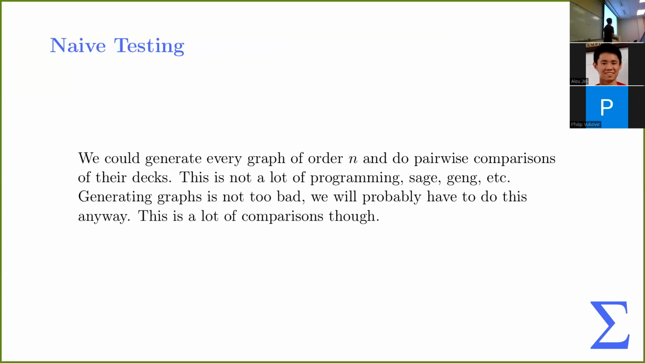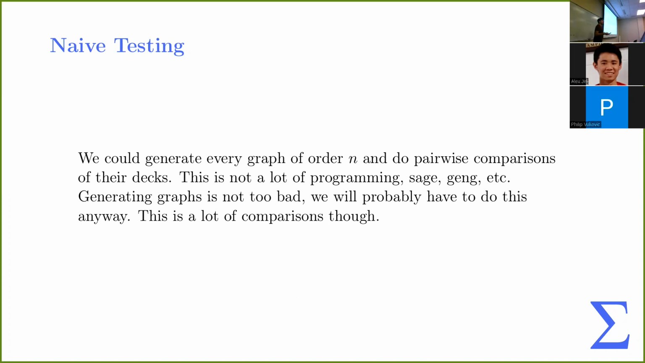So we could generate every single graph of order n and do pairwise comparisons of equality like we were talking about earlier, right? That's not a lot of programming. If you've used Sage before, Sage has a way to generate all graphs of order n and enumerate through them efficiently, as efficient as you can get, basically. And there's software called geng, things like that. And making the graphs you probably have to do anyway.